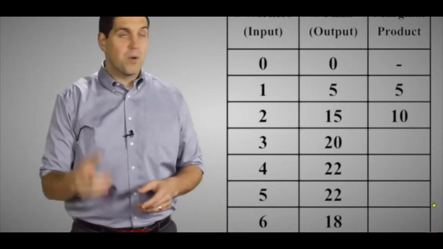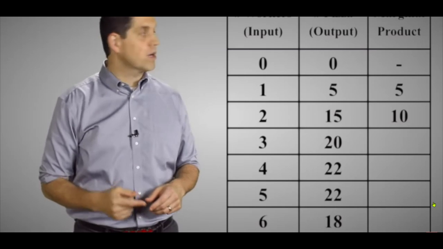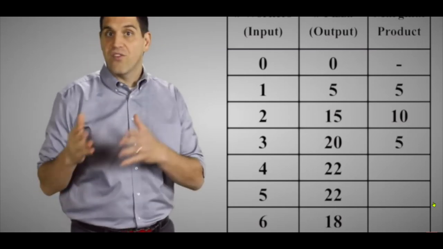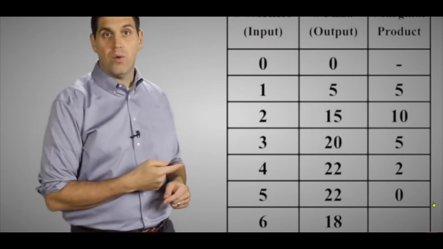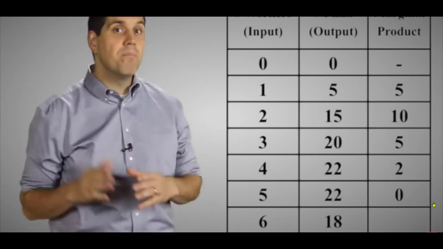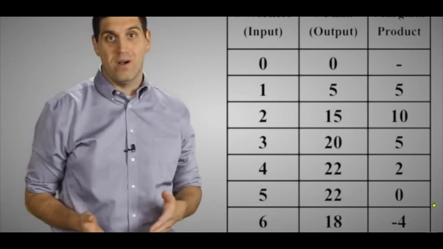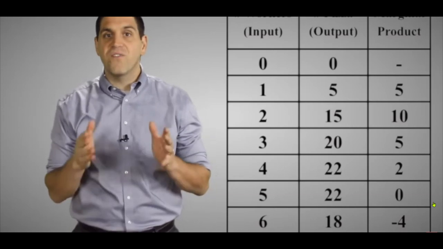3 workers can produce a total of 20 pizzas, but the additional output produced by that third worker is 5 pizzas. And of course, the fourth worker adds an additional 2 pizzas, and the fifth worker adds an additional 0. But now at the sixth worker, the total output actually falls. So the marginal product is -4. Now keep in mind, this is not because the workers are lazy or dumb. It's because of fixed resources.